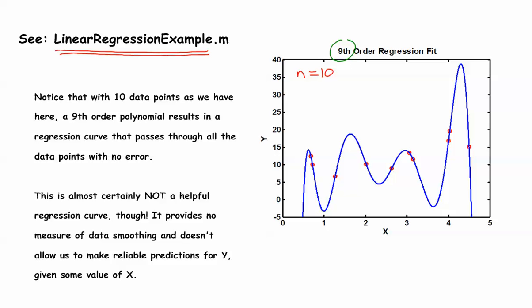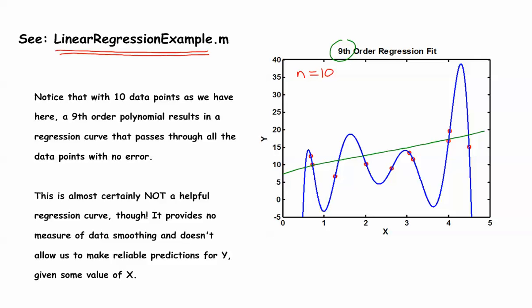However, I claim to you that that ninth order regression fit is more or less useless to me. We saw earlier that x and y have a correlation coefficient of a little over 70%, and that the best fit curve was actually something like that. All right? The blue ninth order polynomial fit is almost certainly not helpful in this case. It provides no measure of data smoothing for us, and it doesn't allow us to make reliable predictions for y given some value for x.